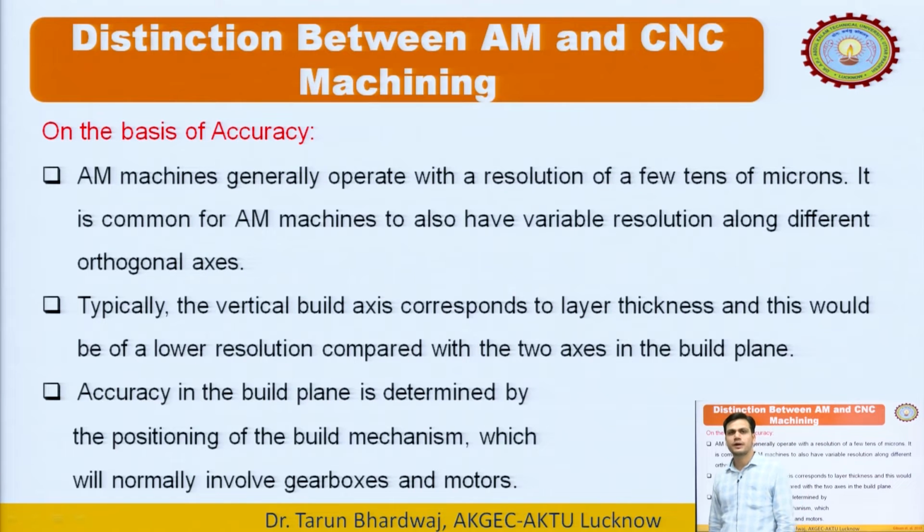machines generally operate with a resolution of a few tenths of microns. Okay, and it is common for the AM machine to also have variable resolution along the different orthogonal axes. बेसिकली हम लोग इसमें वर्टिकल एक्सिस जो होती है हमारी, उसको हम लेयर थिकनेस नाम देते हैं, एंड दिस वुड बी द लोअर रिजोल्यूशन दैट इज कंपेयर्ड विद द टू एक्सिस इन द बिल्ड प्लेन. अगर हम लोग तीनों प्लेन की बात करें तो तीनों प्लेन में जो हमारी वर्टिकल एक्सिस है वो ही बेसिकली इसका रिजोल्यूशन सेट करती है.